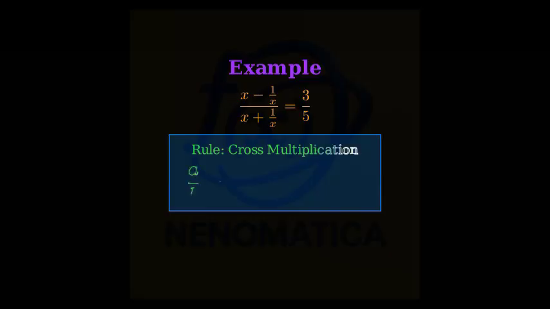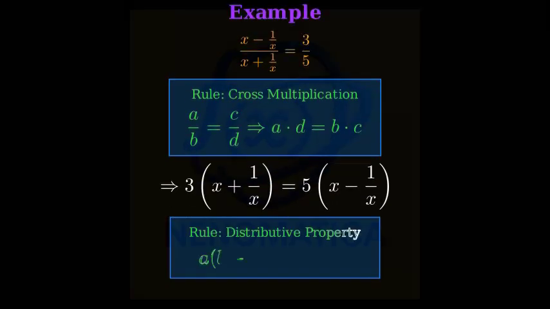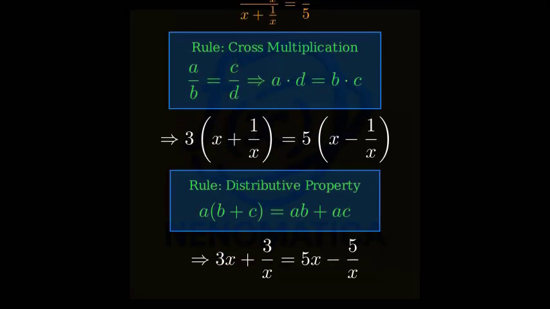Let's begin solving this problem. In step 1, we'll use cross multiplication to eliminate the fractions. We'll multiply both sides of the equation to get a cleaner form. In step 2, we'll distribute the numbers to expand both sides of the equation.